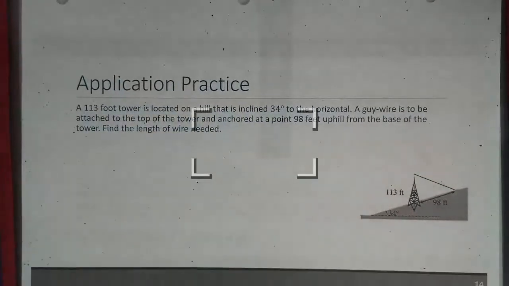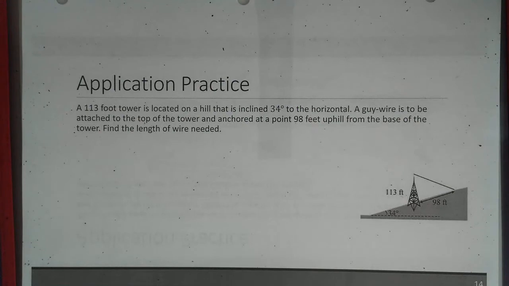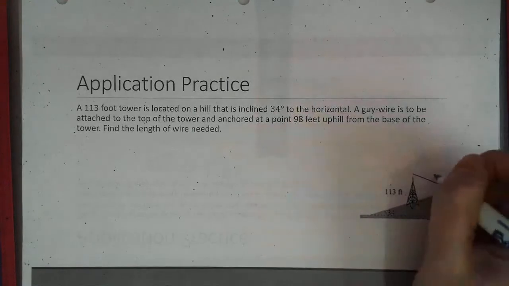Next up, a 113-foot tower is located on a hill that is inclined 34 degrees to the horizontal. A guy wire is to be attached to the top of the tower and anchored to a point 98 feet uphill from the base of the tower. We want to find the length of the wire needed. So I guess length, I'll call it L.